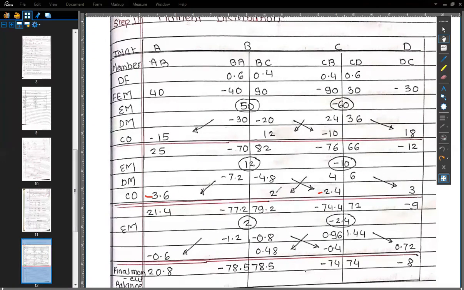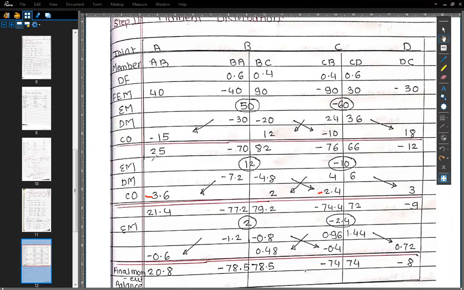So 4 carry over as 2, and 6 kilonewton meter carry over as 3. So this is the second iteration, and then we are going to add up, or we are going to do the arithmetic sum of this movement.